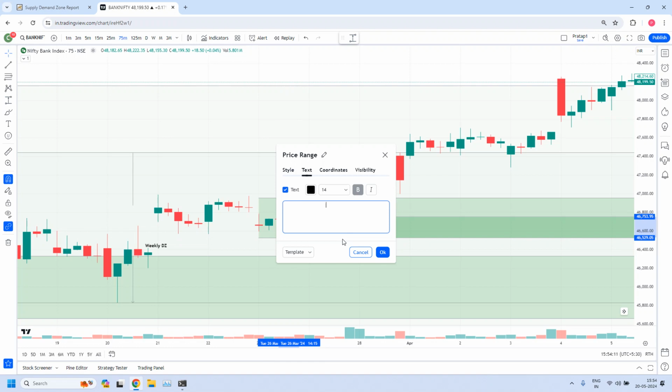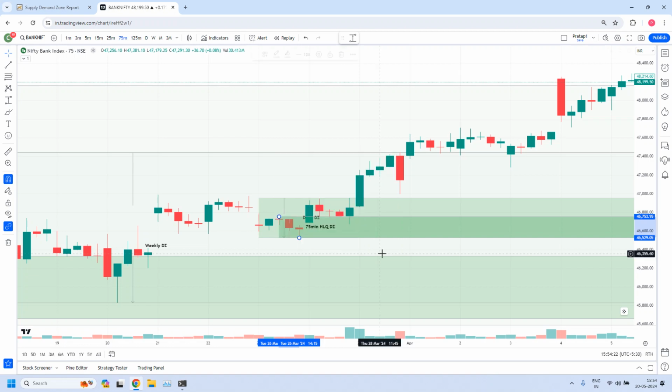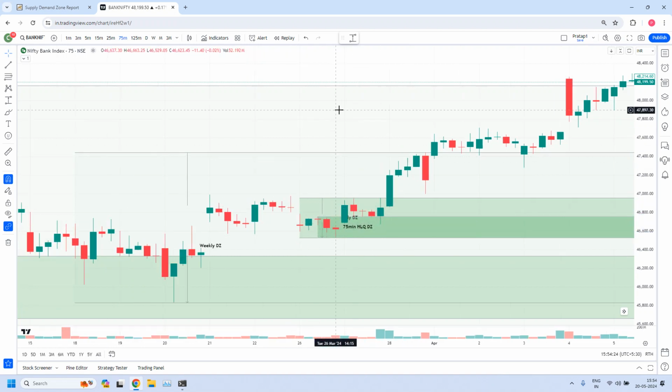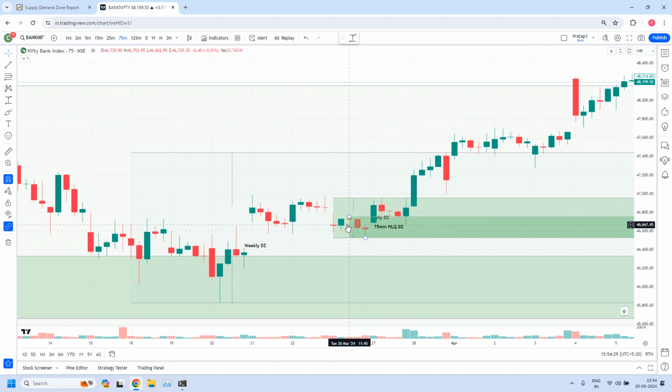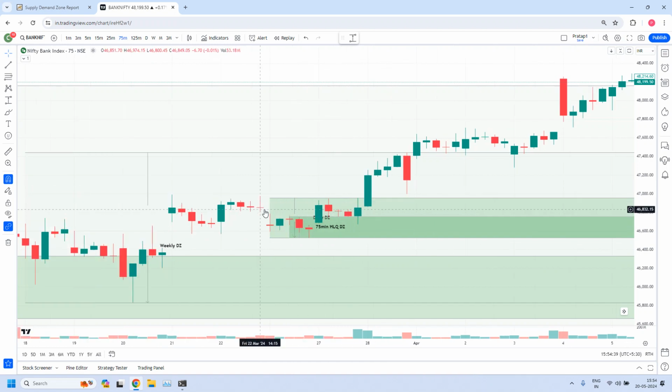This is a 75 minutes high liquidity demand zone, because such kind of zones are not easily visible to human eyes. A lot of practice you have to do. Because sometimes, ignoring all these base candles, there is no leg candle. This is the leg candle, all these base candles, so many candles, let us ignore. That way we think. But actually the institutions tricked us here.